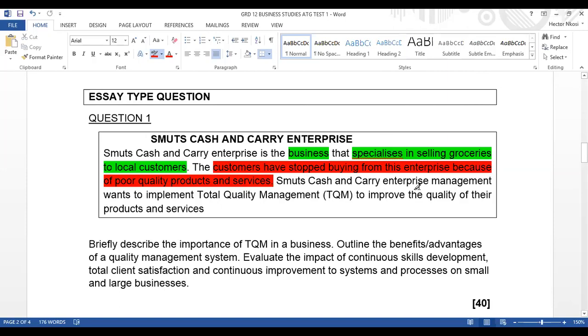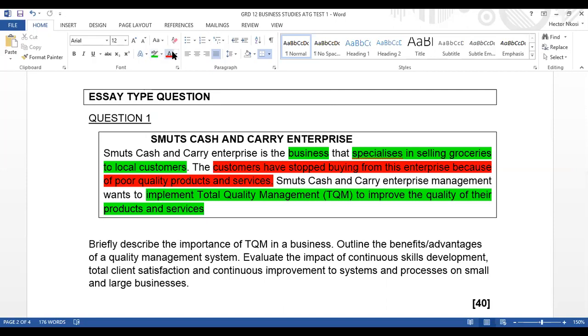Smart Cash and Carry Enterprise management wants to implement Total Quality Management, your TQM. And remember, we've covered TQM in class, to improve the quality of their products and services. So they want to implement TQM, right? Now, I'm just going to put yellow. Okay, actually, I was supposed to put green. Green stands for, you know, when you're at a robot, once it says green, therefore you know that you are ready to go. So that's why I use green, because that's what they want to implement.